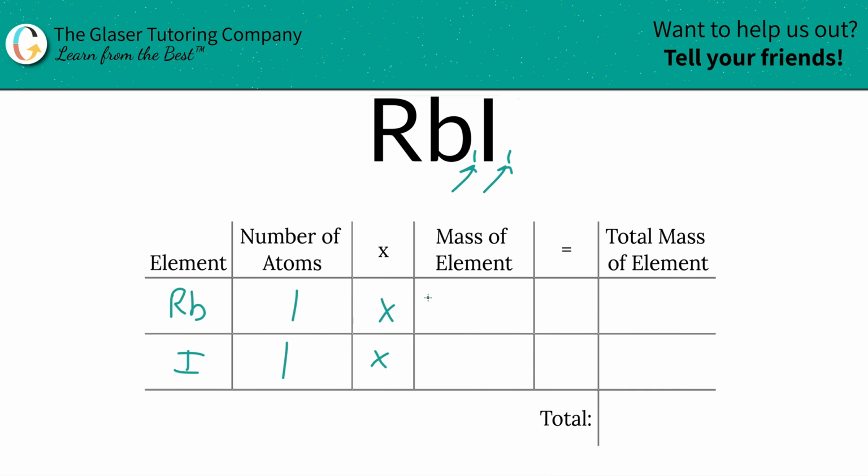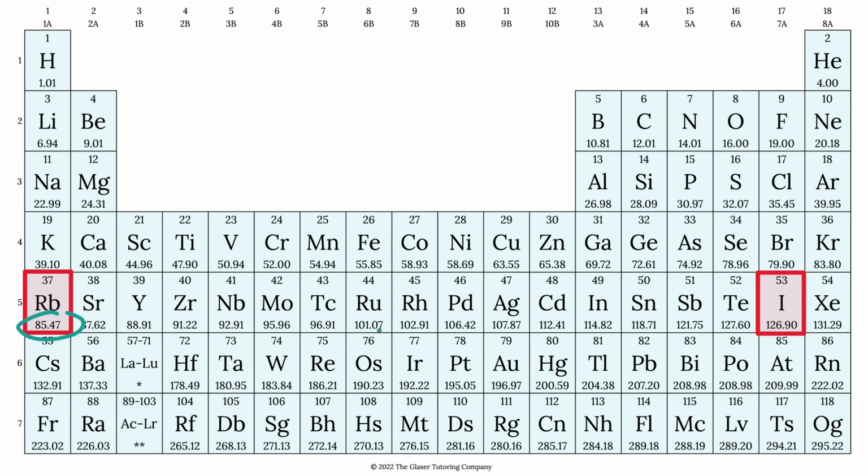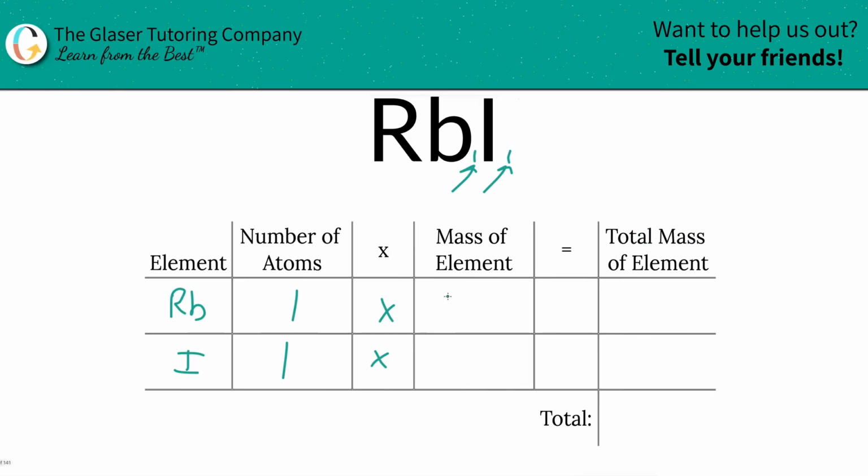So mass of the element, right? These masses are found on the periodic table, so let's take a look. Rubidium is 85.47, and iodine is 126.9, all right? So we got 85.47, and this was 126.90.